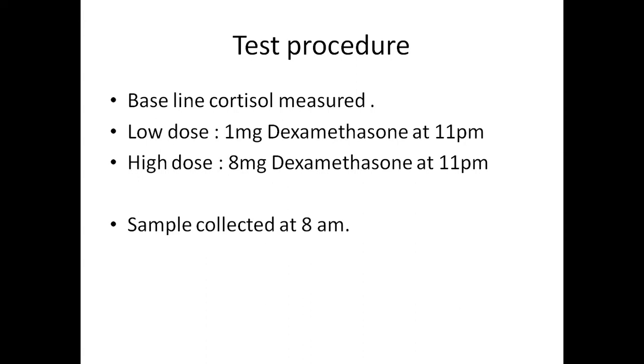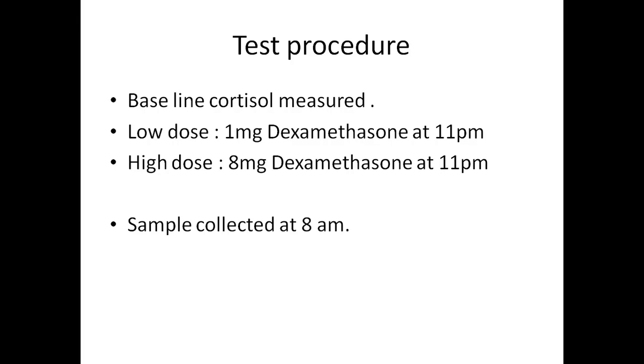Now, how is the test done? I said there are two levels. First, on day one, you do a baseline cortisol level. Usually you collect a sample around 8 o'clock in the morning and see what the baseline cortisol level is. Then there are two types of tests: a low dose dexamethasone suppression test or a high dose dexamethasone suppression test.